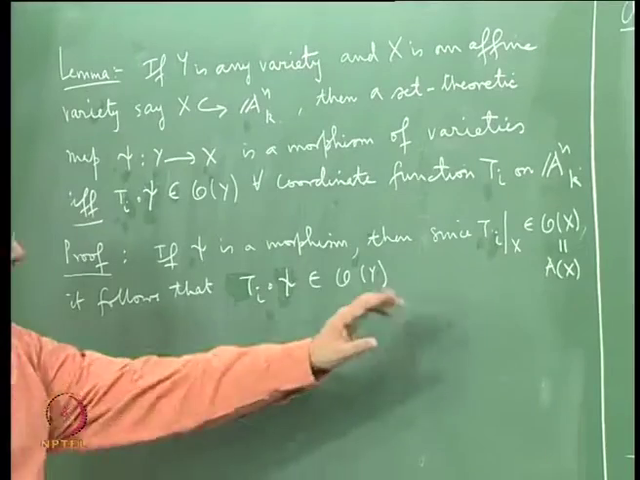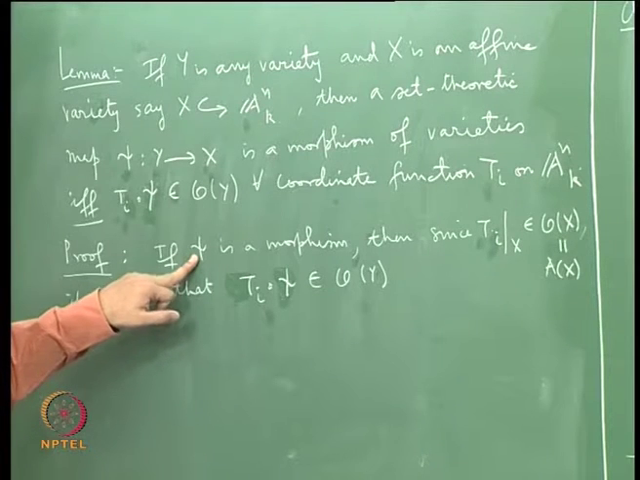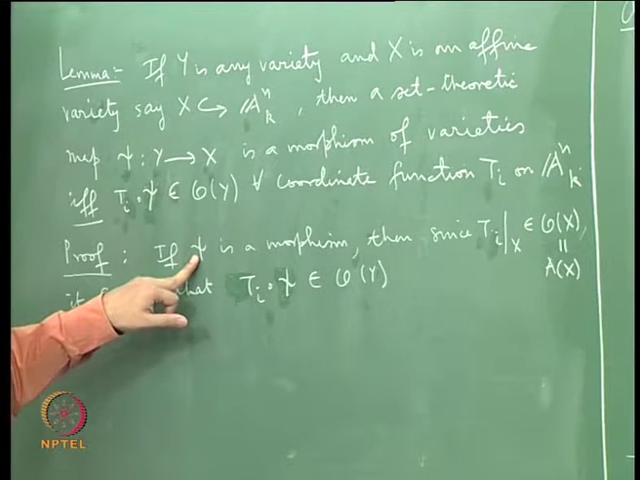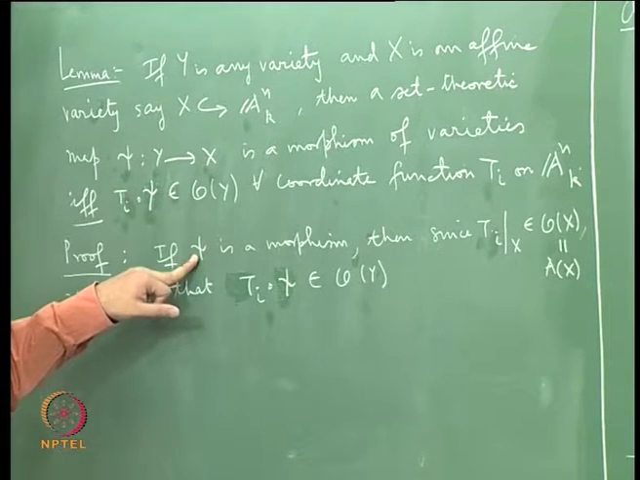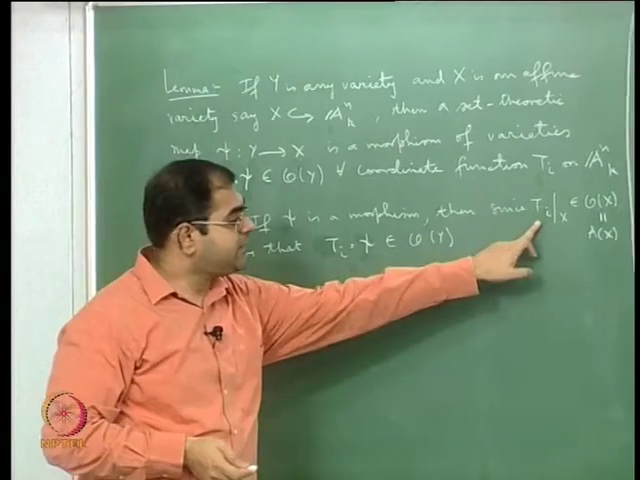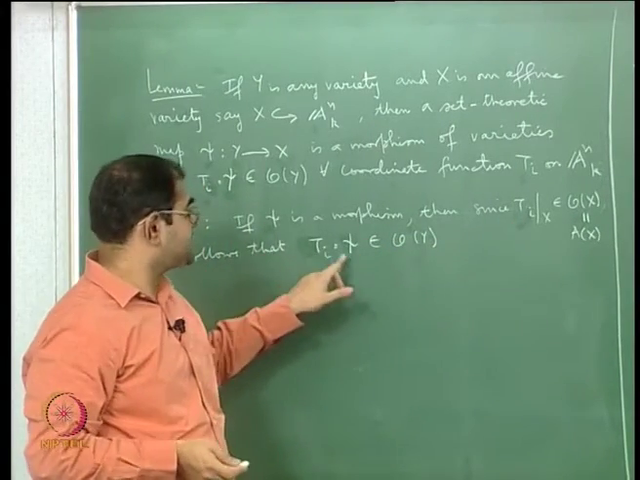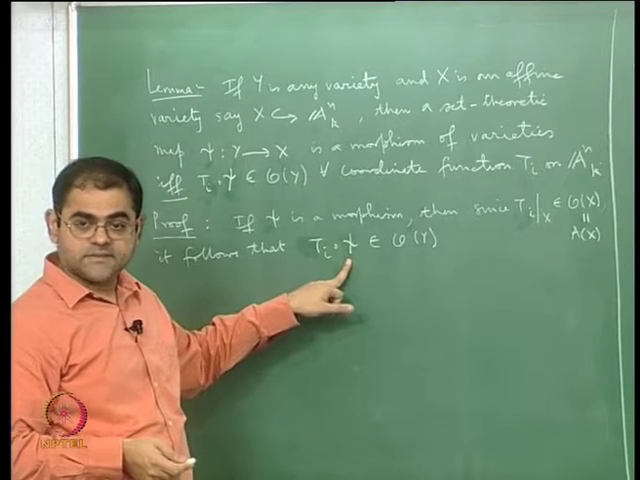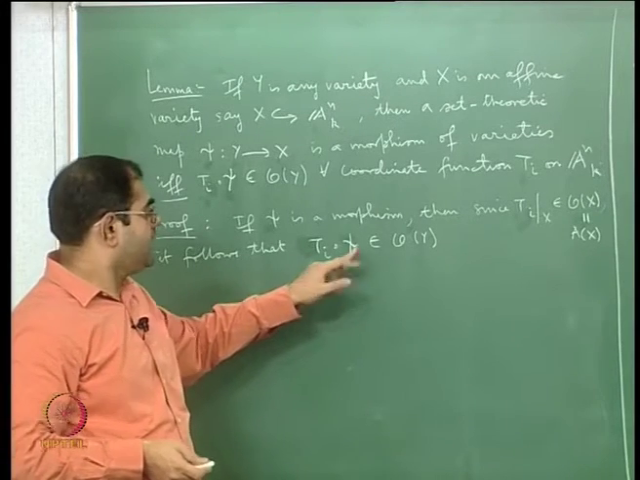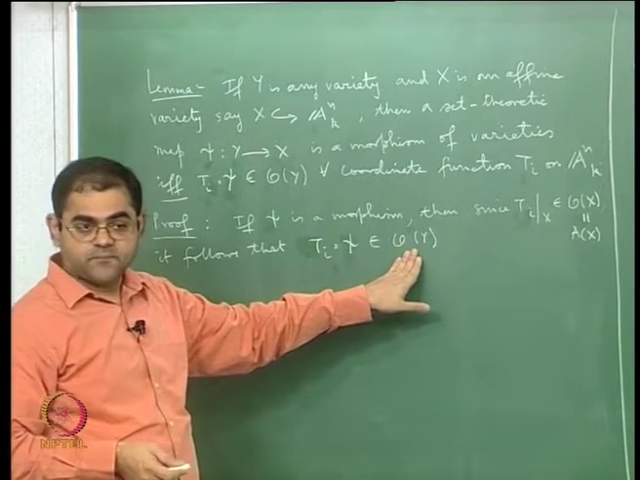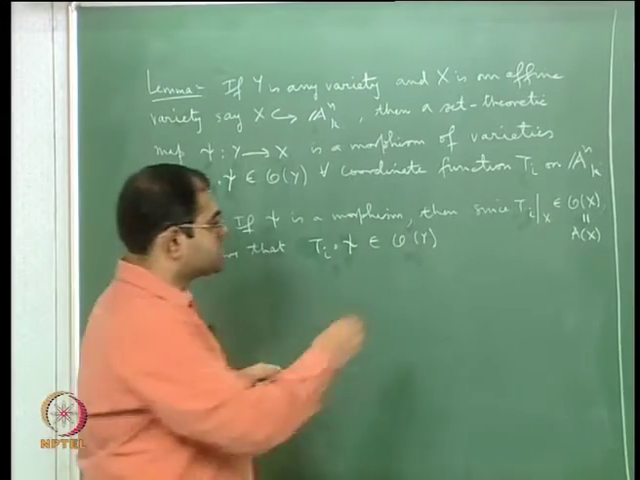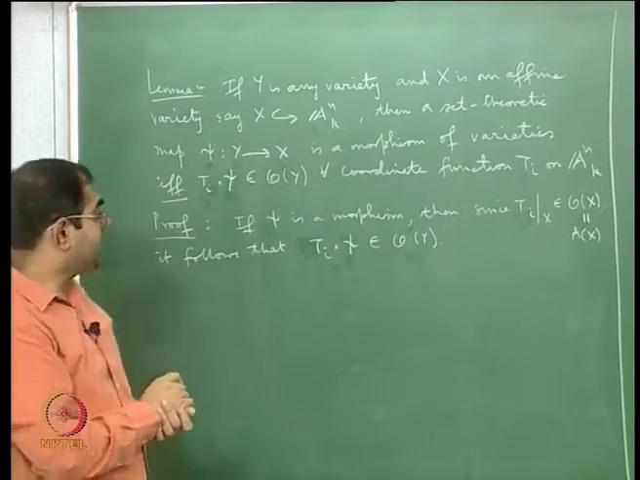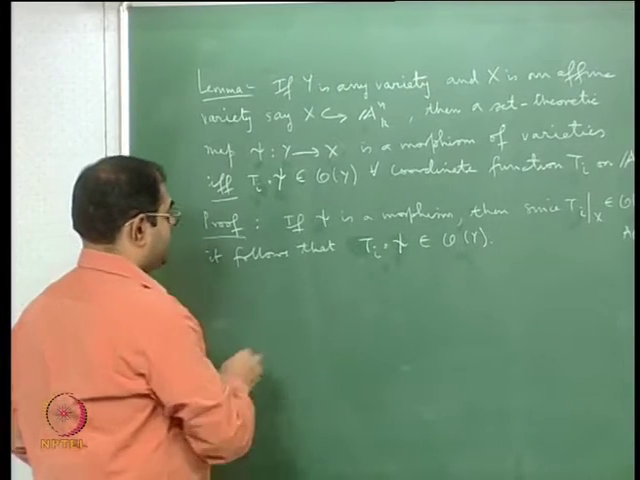And psi is already given to be a morphism, so it will pull back regular functions to regular functions. And what is the pullback of ti restricted to x under psi? It is just ti circle psi, just the composition, and that is supposed to be a regular function on y because of the definition of a morphism, okay. So one way is very easy, it is the other way that we need to understand.